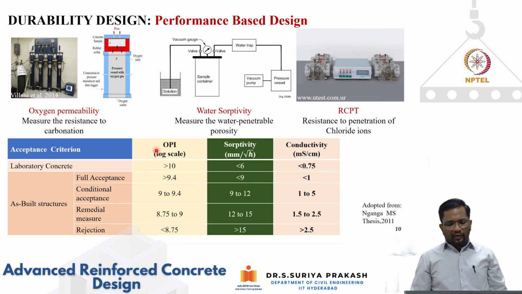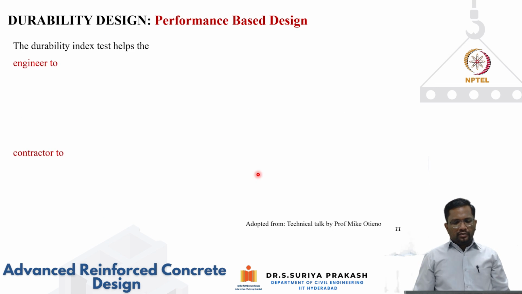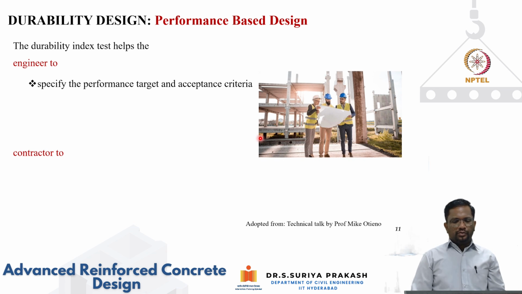Right? So in this way, we can also define a hybrid index based on combining all these three values. Or you can also say that for example, at lab scale, oxygen permeability has to be greater than 10, and sorptivity has to be less than 6, and conductivity has to be less than 0.75, then only your concrete is acceptable from durability point of view. Right. So this kind of a measurable index is going to help the engineer to specify what kind of performance I need to target and what is an acceptable level.